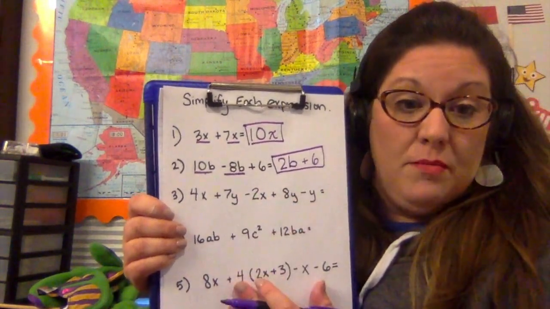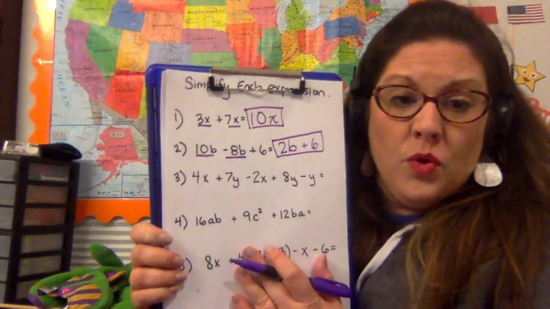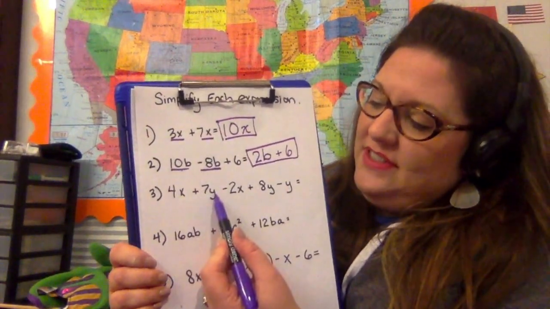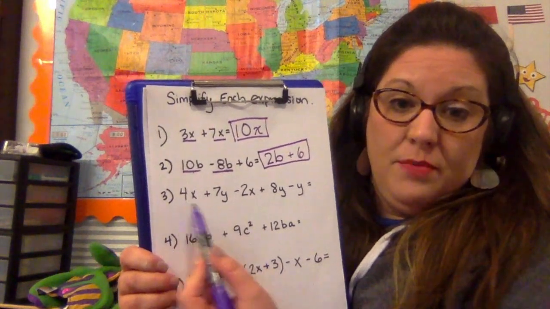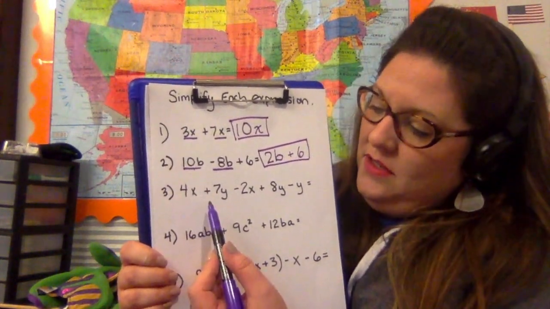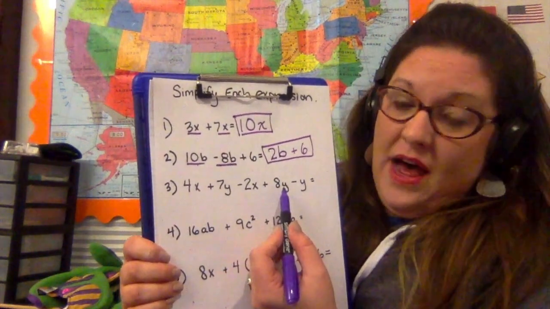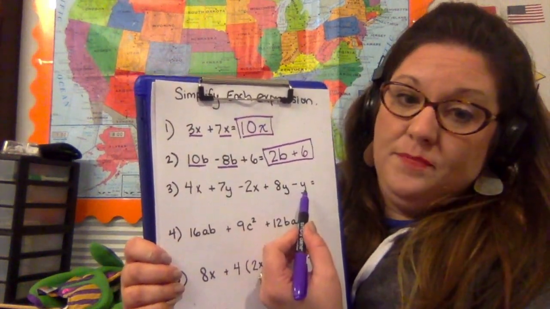All right, let's take a look at number 3. Again, we're looking for like terms. 4x plus 7y. I see two different variables. Those are not like terms. Minus 2x plus 8y minus y.